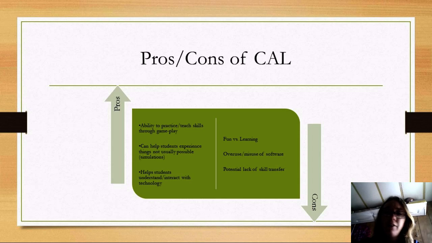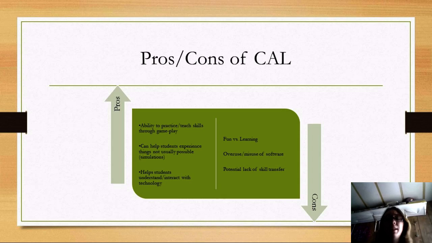And then there's a concern for potential lack of skill transfer. So the skills that they're learning through the technology, some people are concerned that they won't be able to use those skills outside of the game. So you really have to be cautious as an educator that you are not only providing the programs, but you're also helping the students with the transfer of that knowledge, and you're ensuring that they won't just know the information for the purpose of the programs, but they'll also know the information outside of that.